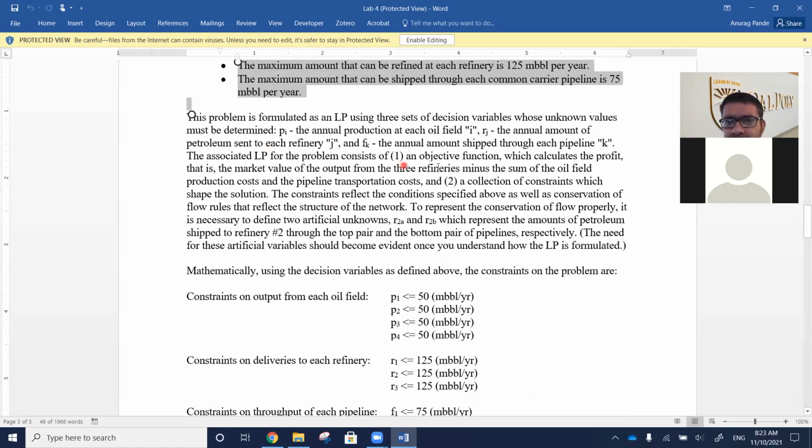The LP problem consists of an objective function which calculates the profit: the market value of output from the refineries, minus the sum of the oil feed production cost and the pipeline transportation cost. So you'll write this down as your objective function. And then a collection of constraints which shape the solution. The constraints reflect the conditions specified above, as well as the conservation of flow constraints.